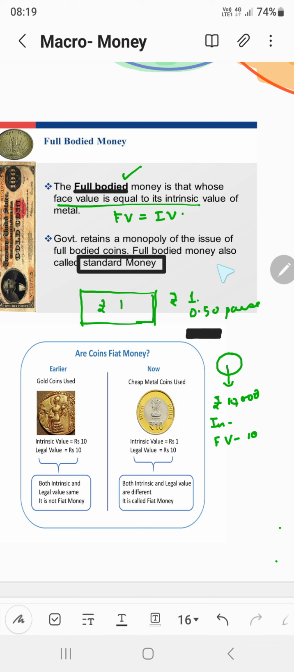Full bodied coins are also known as standard money, and we know that the government of India, that is the finance ministry, has retained the right for producing the 1 rupee note and coins. So this completes this topic of measures of money supply.